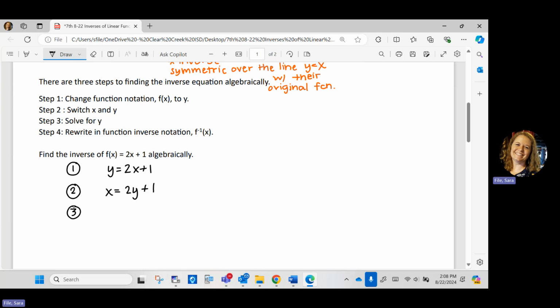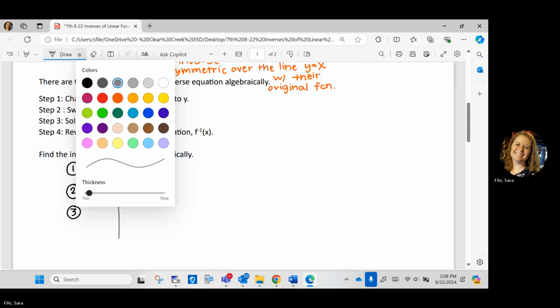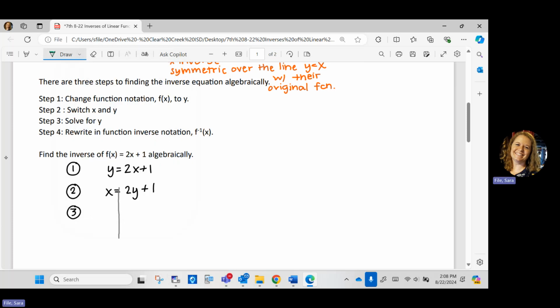So what am I going to do to now solve this equation for y? I want to get the y by itself. What do I move? The 1 first. Remember, when you're isolating a variable, you move any constants first. So minus 1, because that's the opposite operation. I cannot combine x and -1. Those are not like terms. So it stays x minus 1 equals 2y.